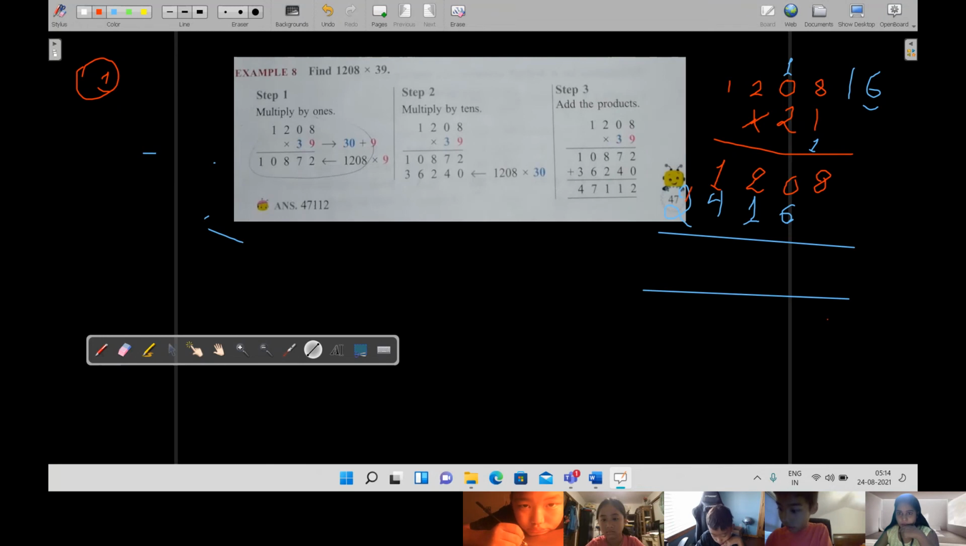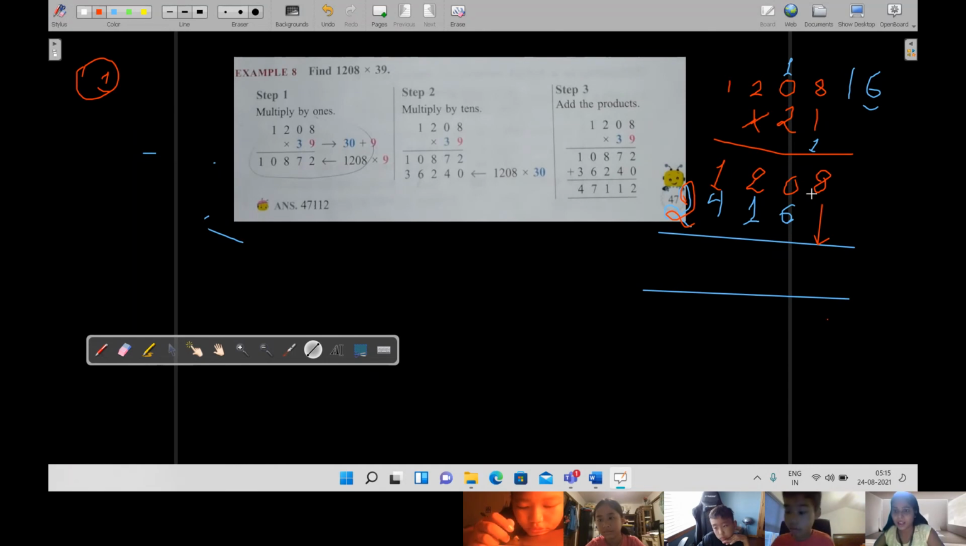Here we can see here is 2. Don't confuse that. Okay, so you can see now we have to add. What do we add? Here is there anything? Nothing. Yes or no?